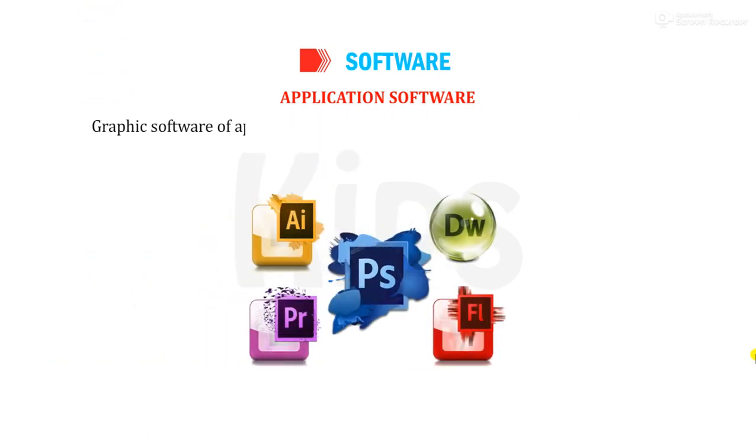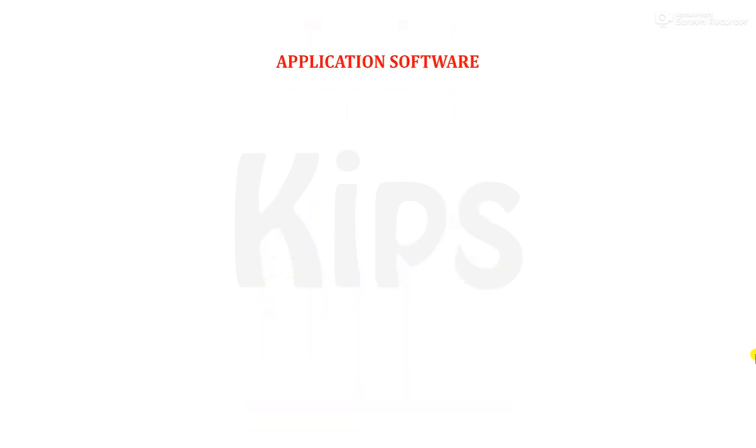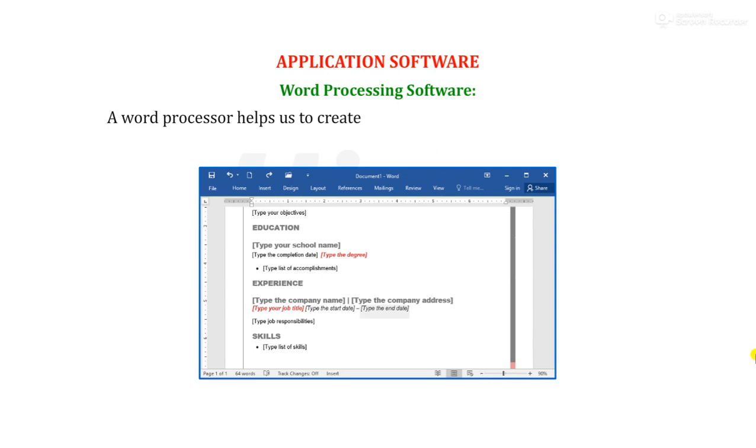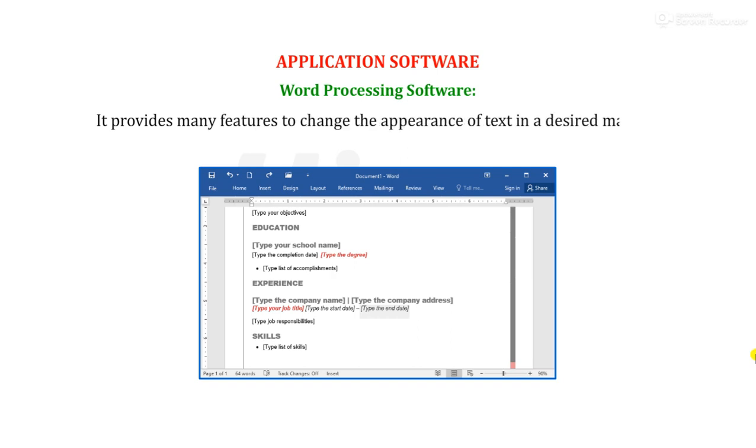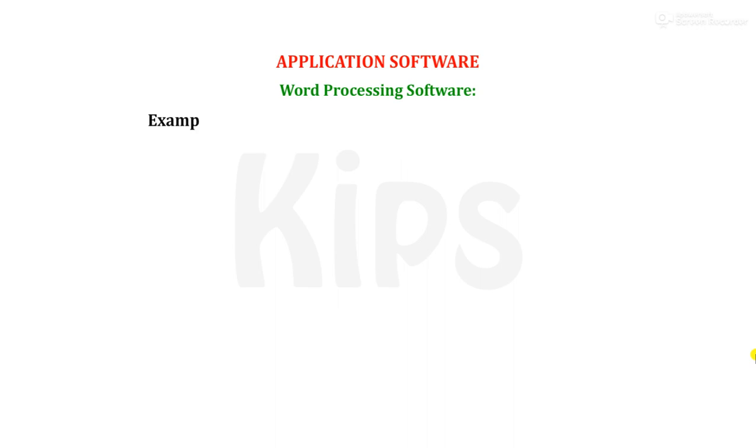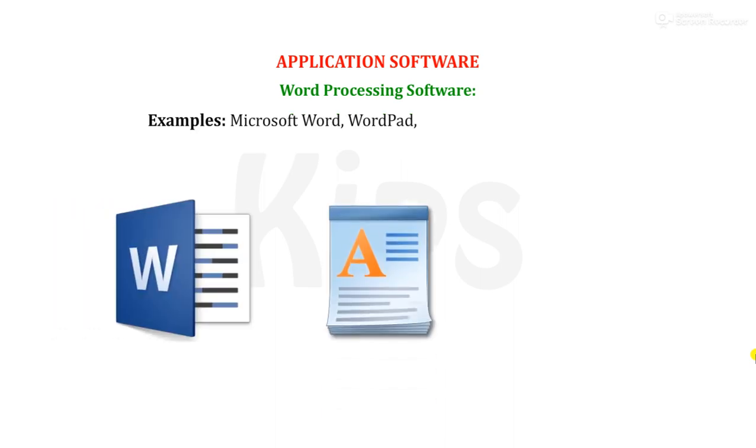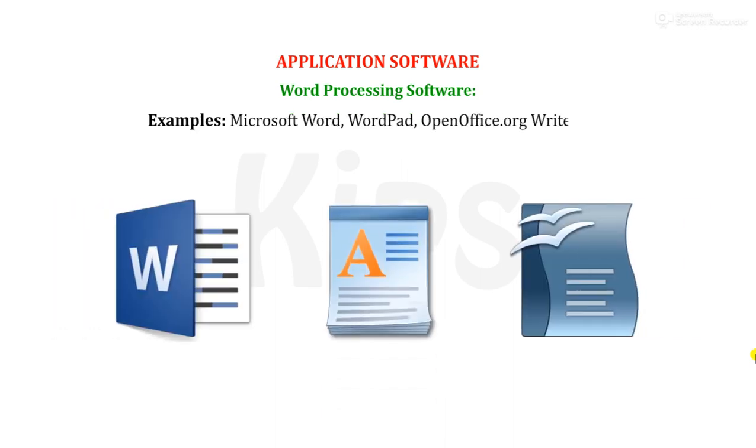There are different types of application software that help in doing specific types of jobs. For example, word processing software. A word processor helps us to create professional-looking documents quickly and efficiently. It provides many features to change the appearance of the text in a desired manner. Examples: Microsoft Word, WordPad, OpenOffice.org Writer, etc.